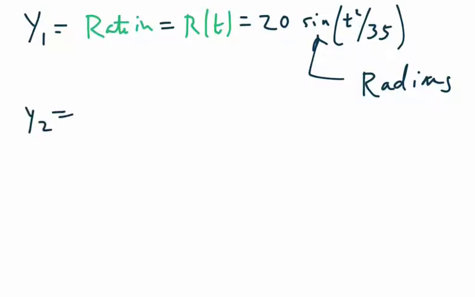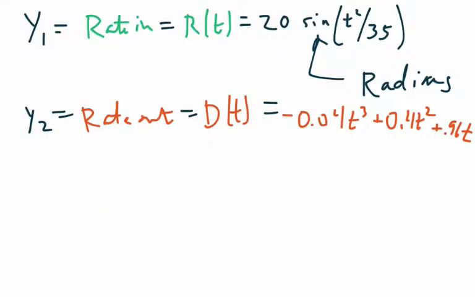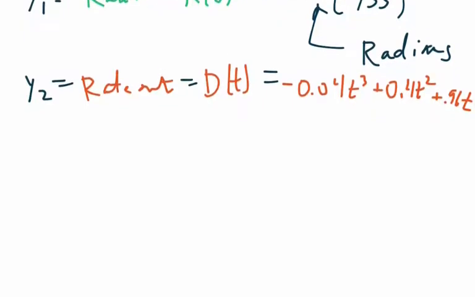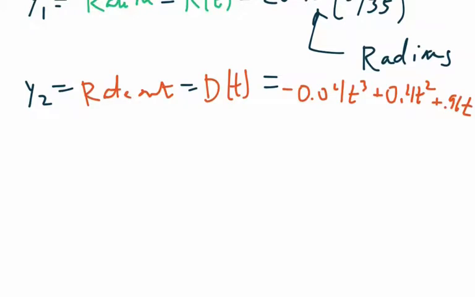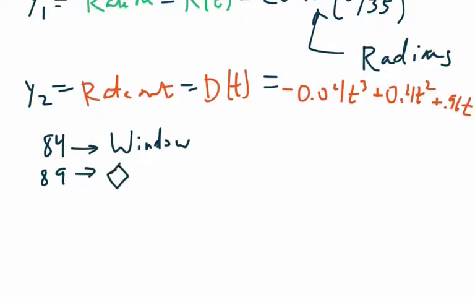That's a different unit. In y2 we'll graph the rate out, and that's going to be d of t. What you would type into your calculator would be negative 0.04 t cubed plus 0.4 t squared plus 0.96 t. Then, before you graph, you would go to your window. On a TI-84, this is simply hitting the window button. And on a TI-89 family calculator, you would go green diamond, and then F2 to get to the window.